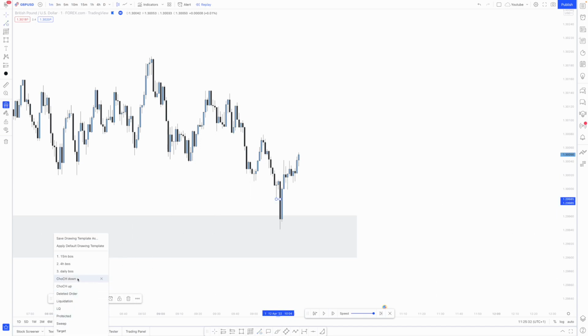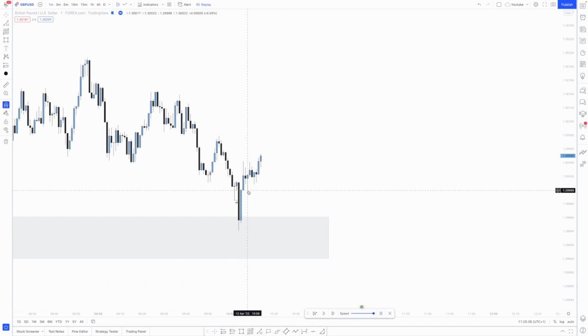So a CHoCH down, and then what you need to look for is where is the high that put in the low. So for me, there's a little bit of discretion around this, I suppose, but for me personally, I would choose this high right here. So this bullish candle right here is the high that put in this low and caused obviously the down move. So what I was looking for then is a change of character.